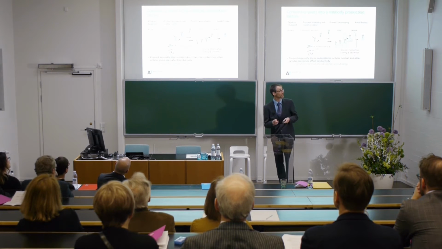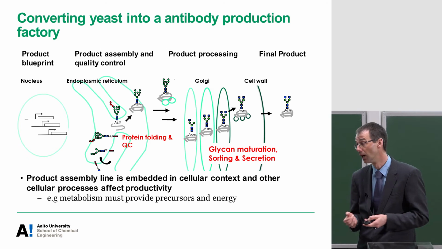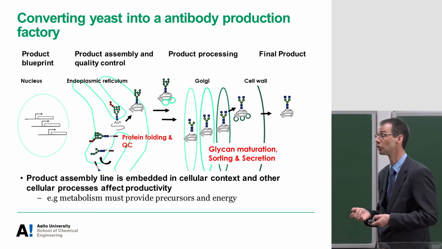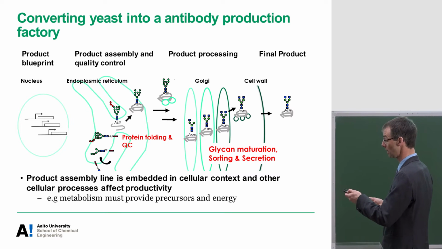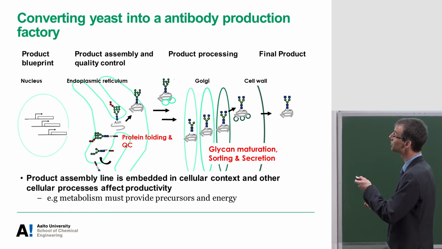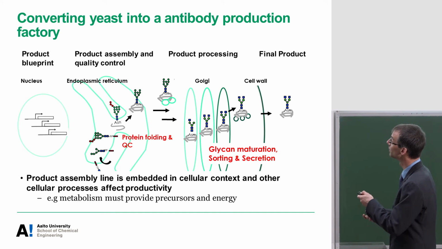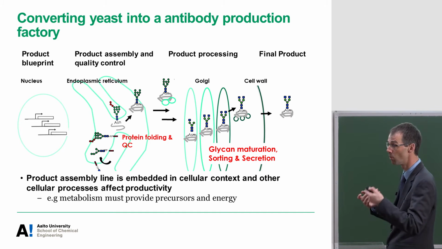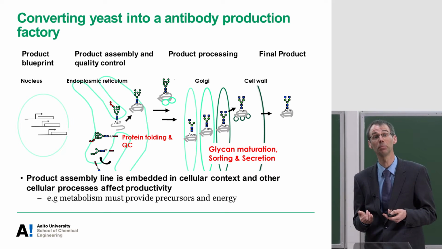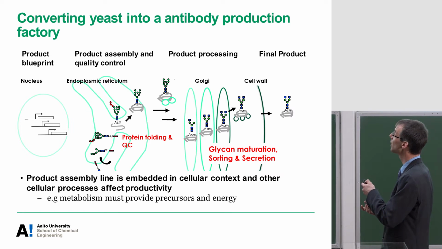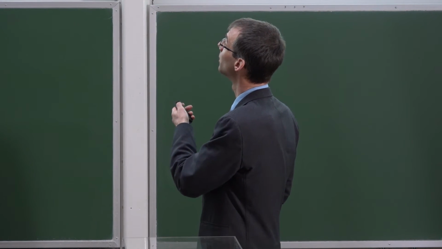Okay, so for the next couple of minutes, I will try to show a bit what my group is working on. The example I'm talking about is the production of antibodies in yeast, and we can consider a cell like it is shown here. So we have a blueprint in the nucleus. We can talk about product assembly and cellular quality control. This takes place here in the endoplasmic reticulum, one of the cellular organelles. Product processing can take place, and this is basically the reshaping of this glycan structure. And only then we have a final product which leaves the cell.